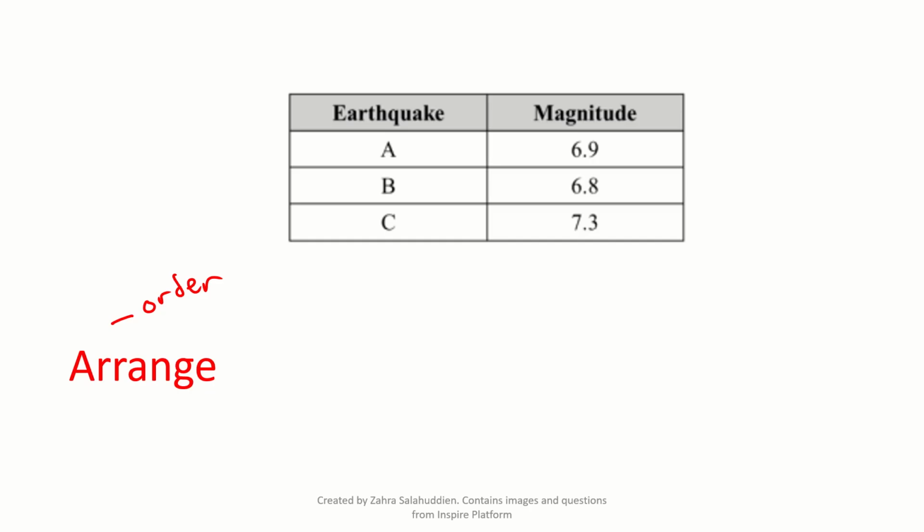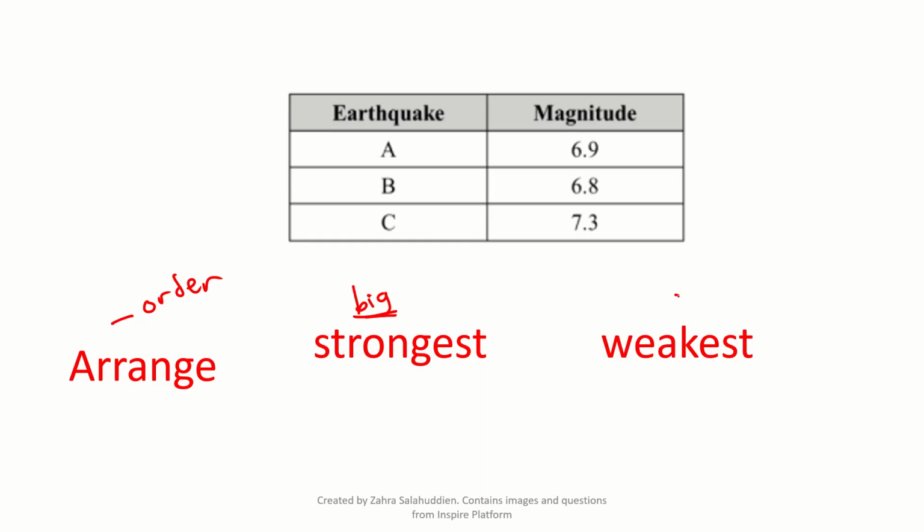How can we organize it? We can organize it from strongest to weakest. Strongest means the big number. Weakest means the small number. So we're going to arrange these earthquakes from the big number to the small number. If they ask you to arrange magnitude, you're going to use the number. If they say arrange the earthquake, we're going to put the letter.